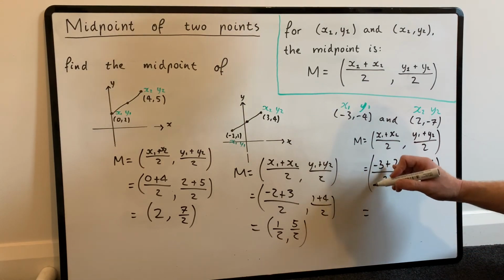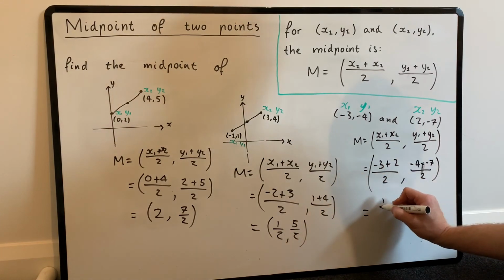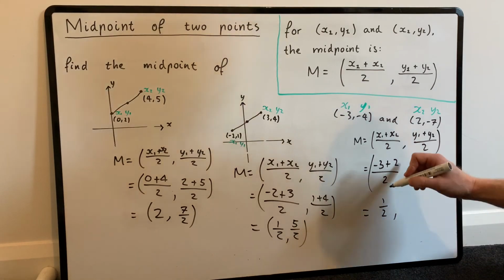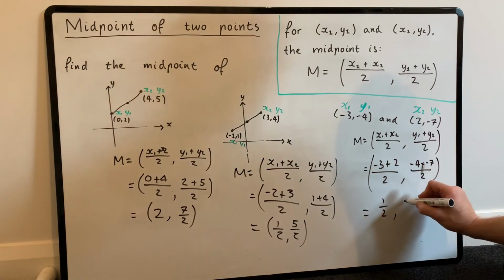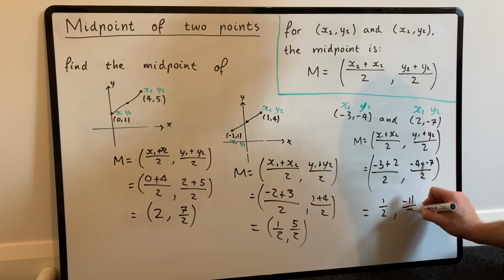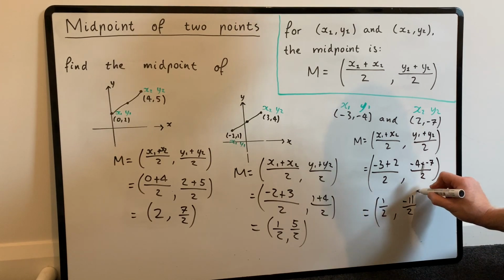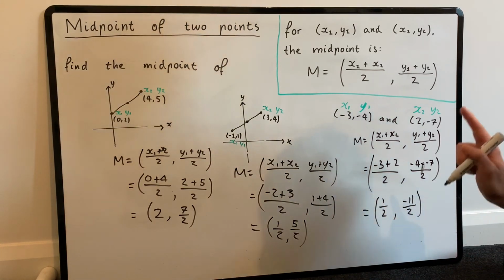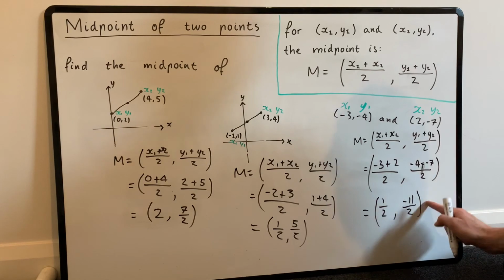Okay, -3 plus 2 is -1... -3 plus 2 is 1. 1 divided by 2 is 1/2. -4 plus -7 is -11. -11 on 2, or -5.5. But, like I said, I prefer the fraction.